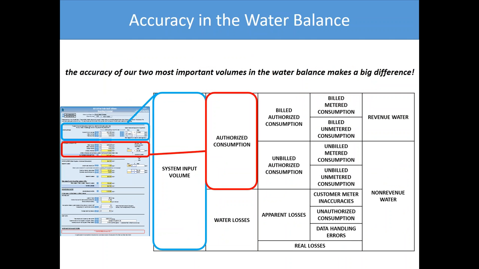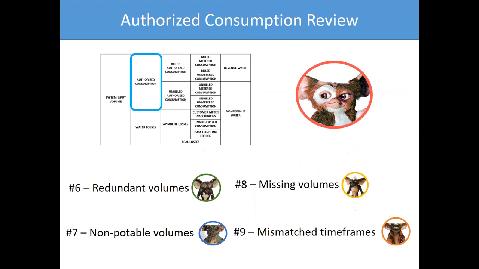a couple of things that pertain to that second largest volume in the water balance, which is our authorized consumption. And here we have a few more gremlin friends that can be introduced. I'll start by mentioning the usual place you would go to extract this number. When we're talking about authorized consumption, that's the water that you sell, certainly, to your customers. There are other unbilled uses like firefighting, flushing, operational, things like that. But for the most part, the largest piece of your authorized consumption comes from your billing system.